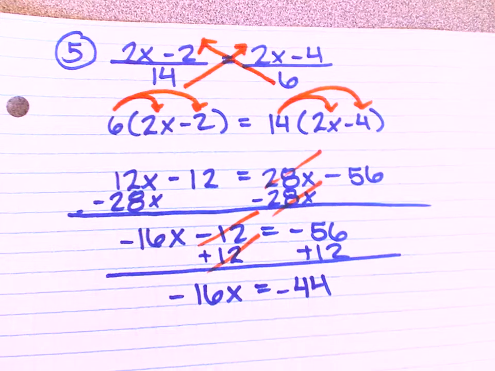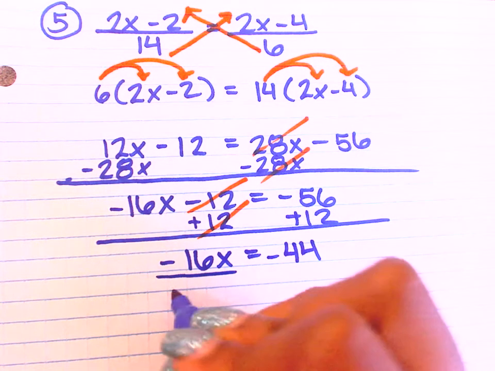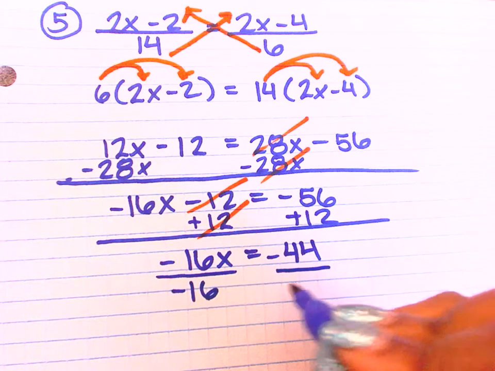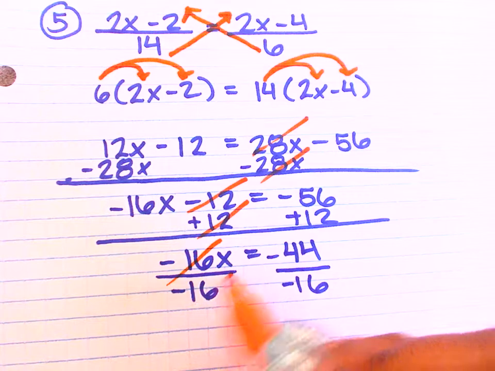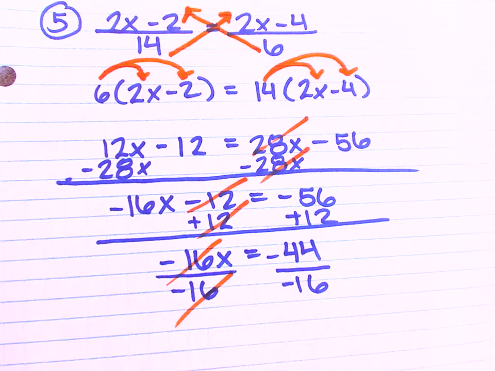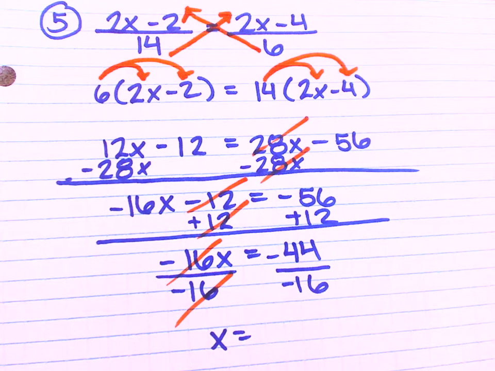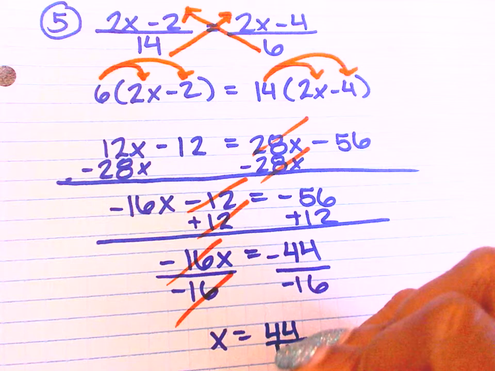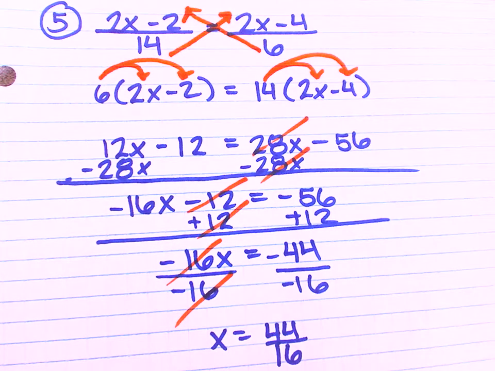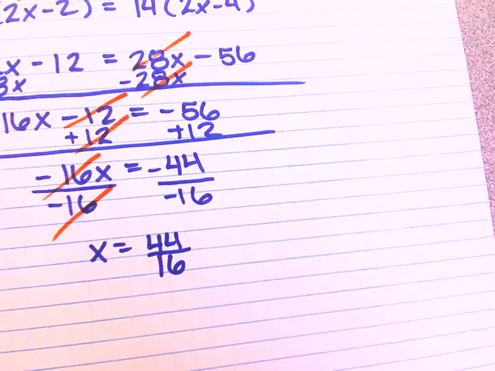Almost there. To isolate the variable, I need to divide by negative 16 on both sides. So finally, x is by itself. And negative 44 divided by negative 16 is going to be positive 44 over 16. And in this case, I'm just going to change it into an improper fraction because they might ask you that.